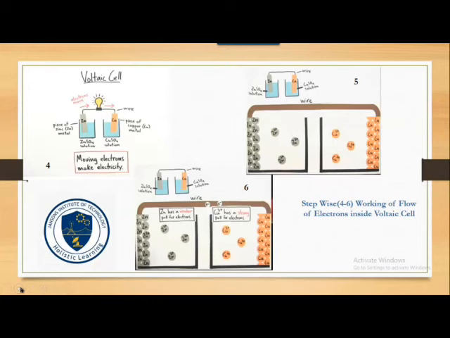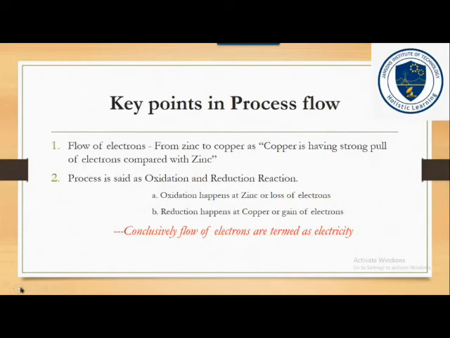As we all know, the oxidation reaction happens on zinc, meaning losing electrons. On the other side, the reduction reaction happens on copper, meaning gaining electrons. Hence, by oxidation and reduction, the basic flow of electricity happens in rechargeable batteries. Let's see the key points discussed in the process flow. First is the flow of electrons. As a result, there is a strong pull of electrons from zinc to copper. This is named the oxidation and reduction reaction. Oxidation means loss of electrons, which happens at zinc, and reduction means gain of electrons, which happens at copper. Conclusively, the flow of electrons is termed electricity.